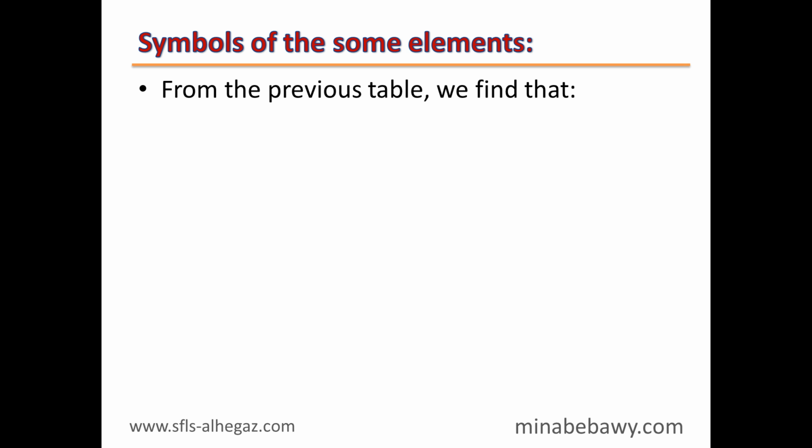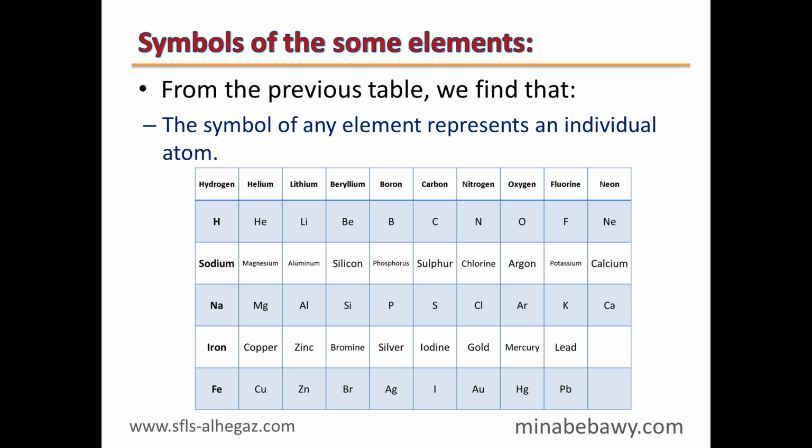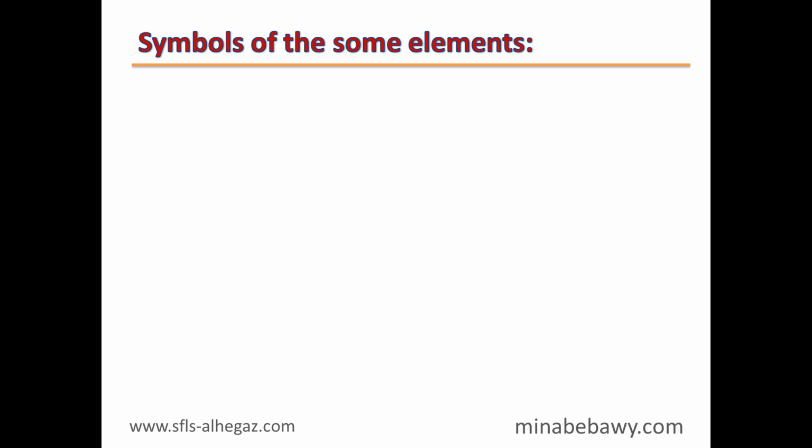From the previous table we find that the symbol of any element represents only an individual atom. It represents only one atom. For example, hydrogen, H only represents one hydrogen atom. Lithium, one lithium atom. Silver, one silver atom. Potassium, one potassium atom. Sodium, one sodium atom, and so on.